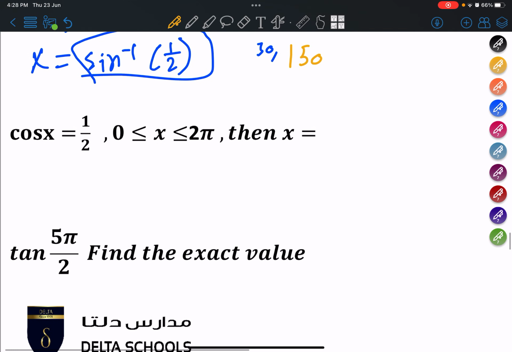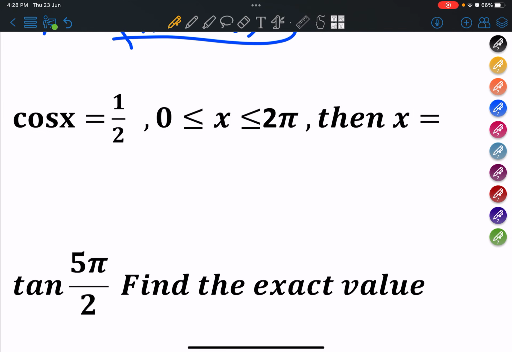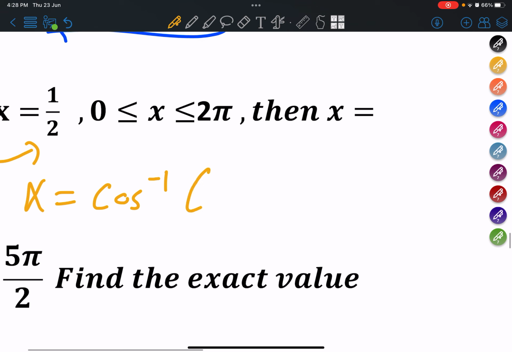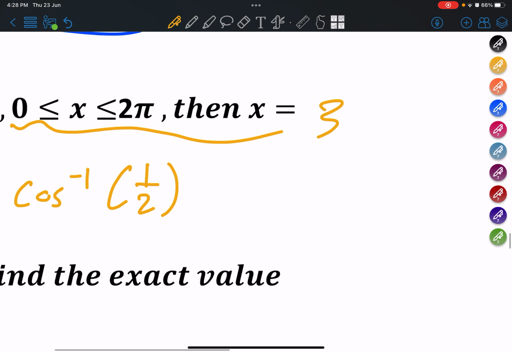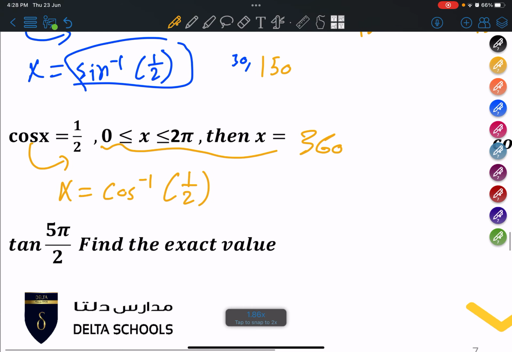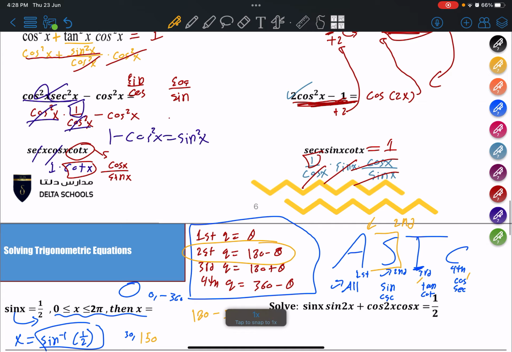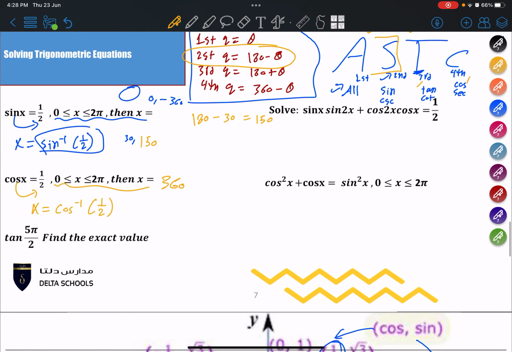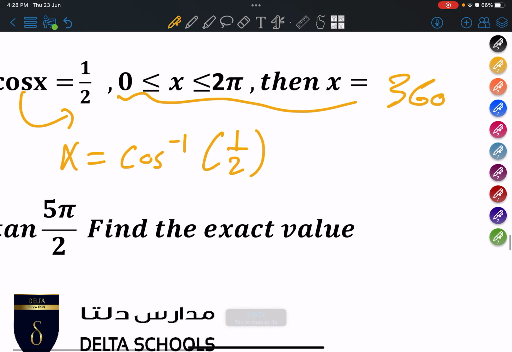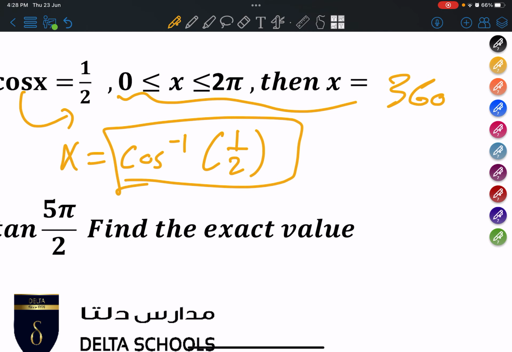Moving on to the second question. What is cosine x equals 1 over 2? Same thing. We'll put cosine to the other side. So x will equal cosine inverse of positive 1 over 2. The domain is the same, from 0 to 360. So it will be, just let me make sure about something. Okay, I can check later on. So what is the cosine inverse of 1 over 2?